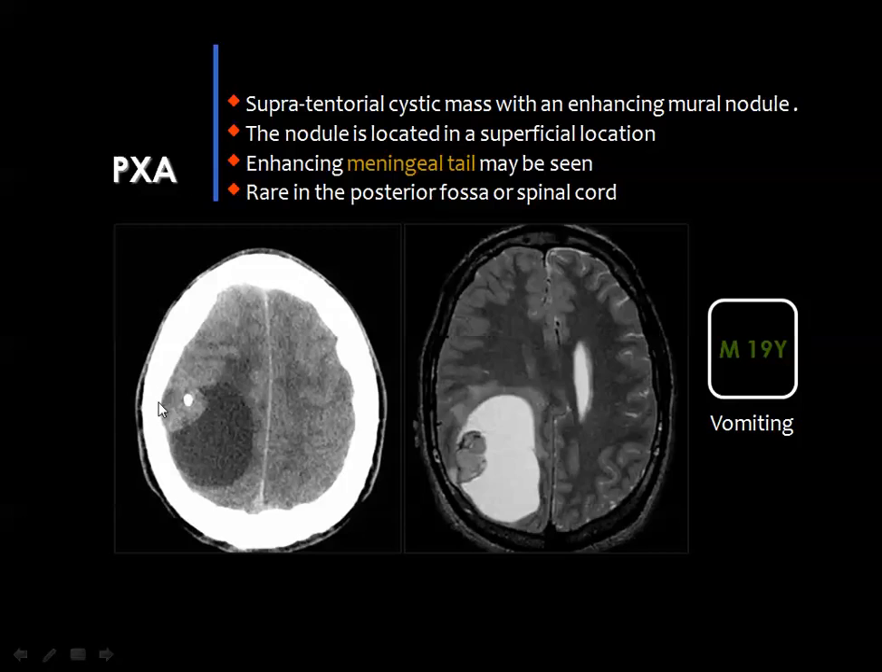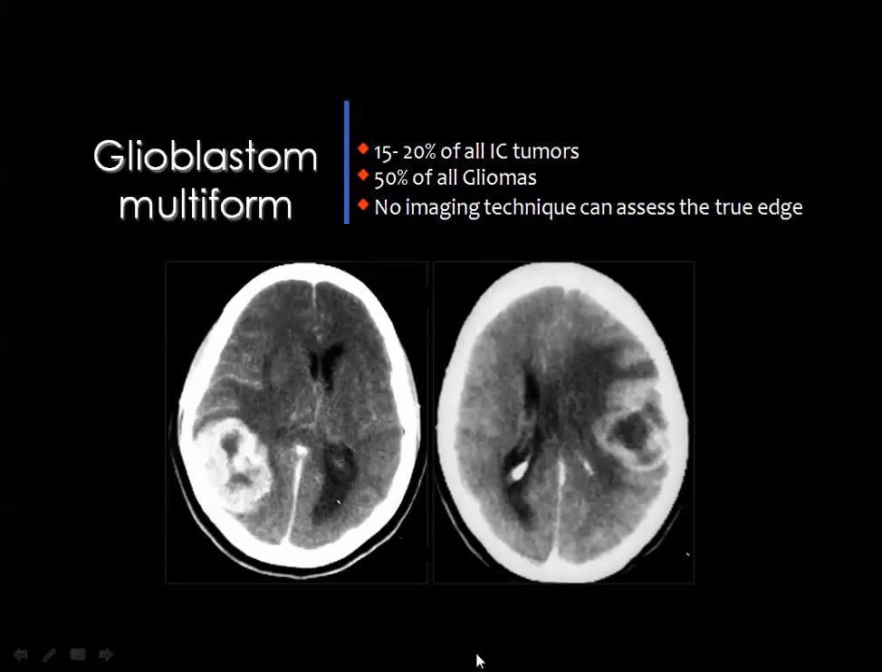Then the glioblastoma multiforme, the most aggressive type of the gliomas, can occur in adults and also in the pediatric age group. The diagnostic landmark here is the presence of a heterogeneously enhancing lesion surrounded by extensive perifocal brain edema. These are two different examples.